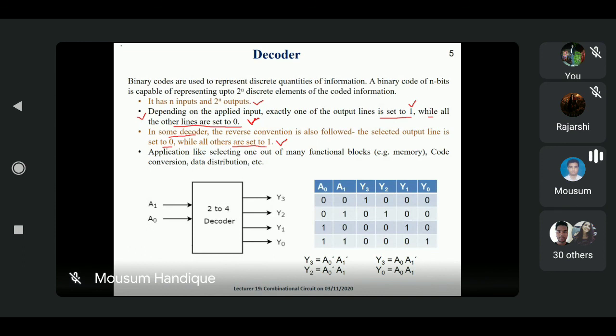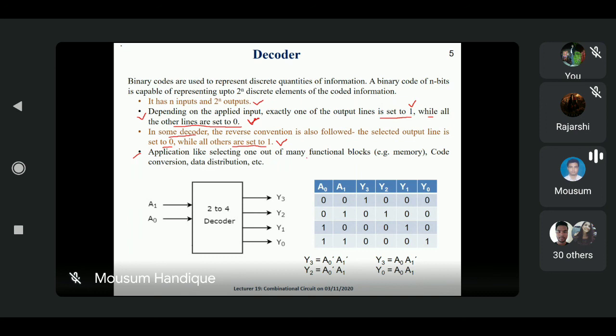Okay, but some particular special decoder we are using, this one. At that time, some particular different types of gates we are using, suppose some particular NAND gate or NOT gate, because what happened is we just reverse this particular concept. So this one is the application of decoder.